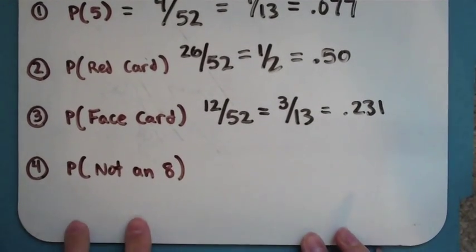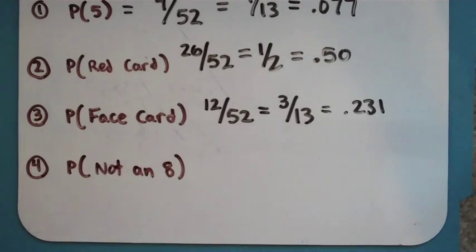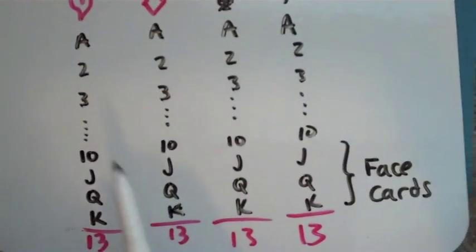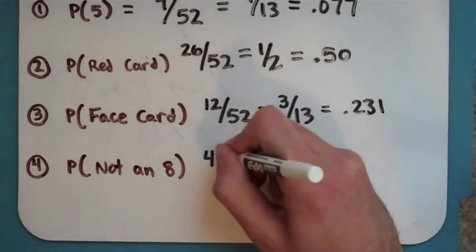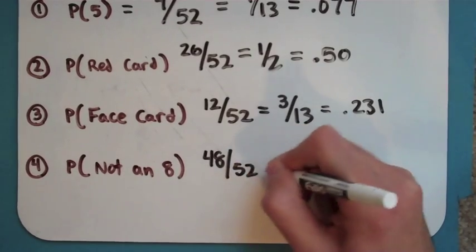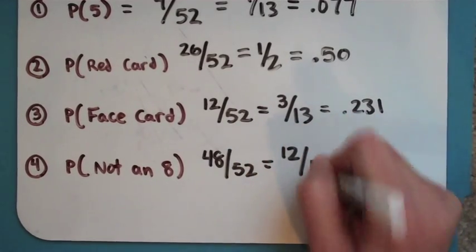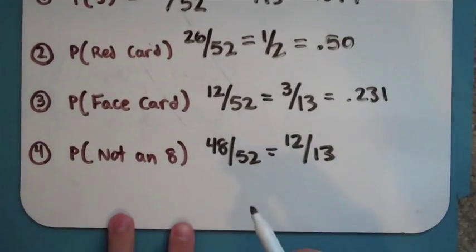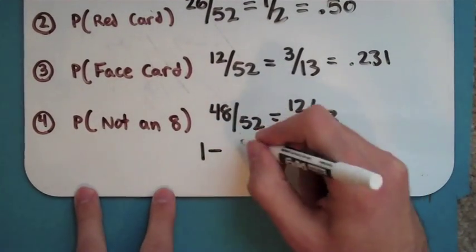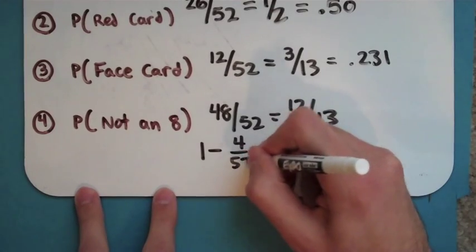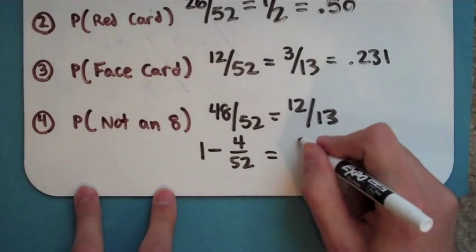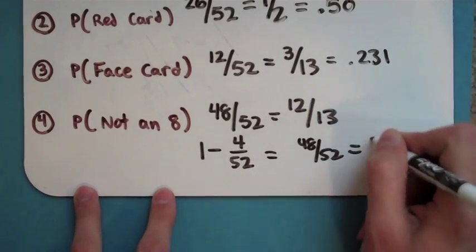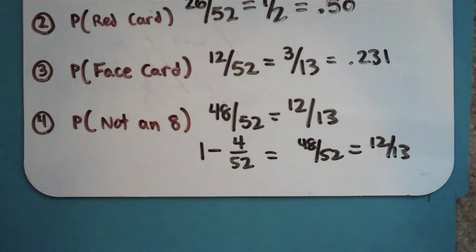Finally, we have the probability that a card is not an 8. 2 ways of going about this. One, just think about it. If there are 4 8s in the deck, that leaves 48 other cards out of the 52, which reduces to 12 over 13. Or, if you wanted to use that complement stuff that we talked about in the last video, you can do 1 minus the probability of getting an 8, which is 4 out of 52. You turn the 1 into a fraction, it'd be 52 over 52. You still get 48 over 52, which you can reduce. So, knowing a deck of cards goes a long way towards calculating basic probabilities.